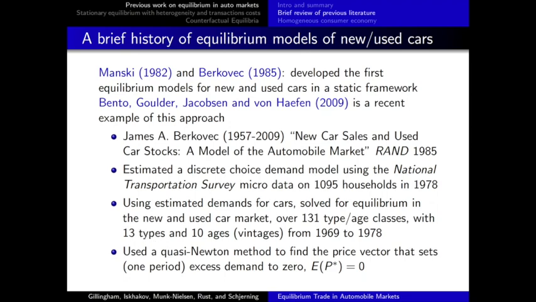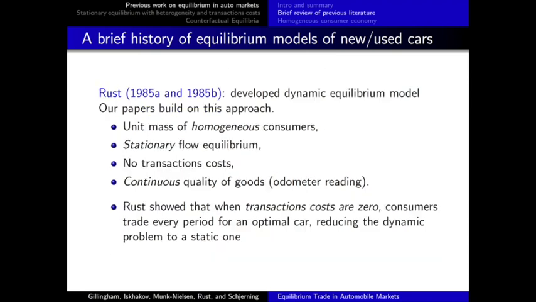Okay, we're going to do exactly the same here, except that our model is not a static model like Jim Berkovec's model was. He was really ahead of his time with this work, but of course, doing full-blown dynamic programming with multiple consumer types and aging cars of different types was not a possibility at that time. But the equilibrium part here, that's really like a real snack, you know, from the 80s.